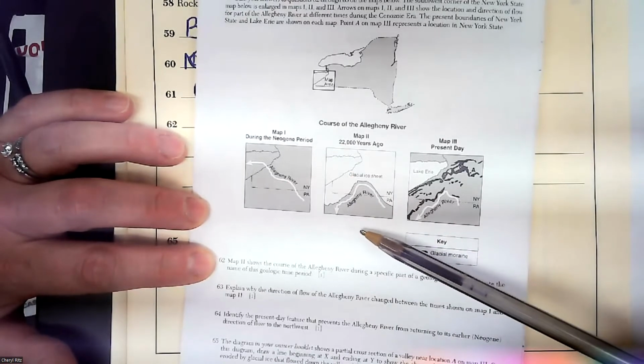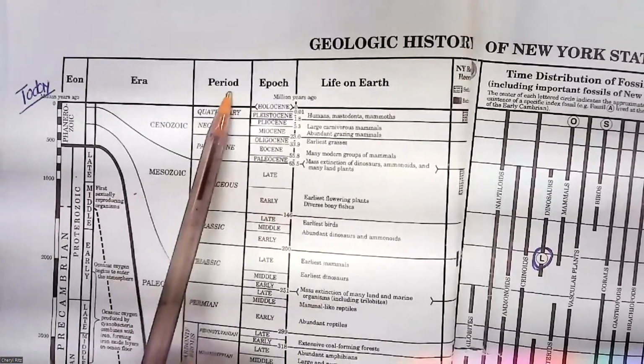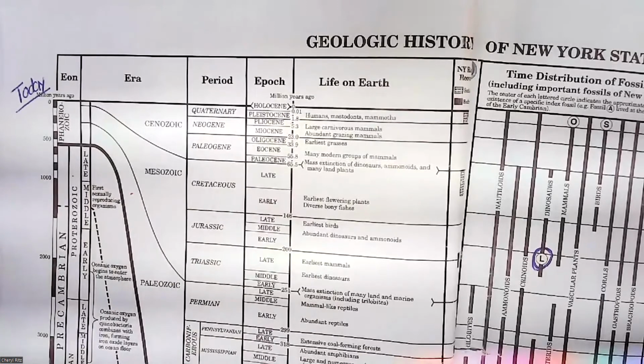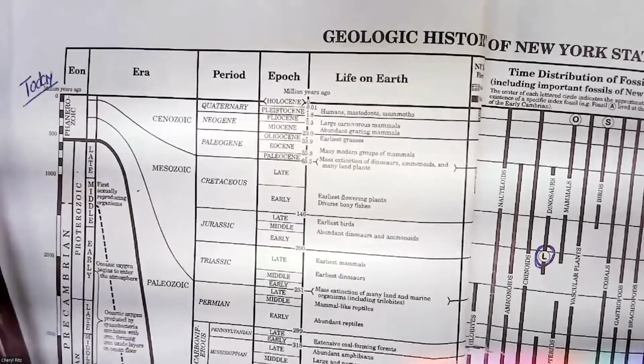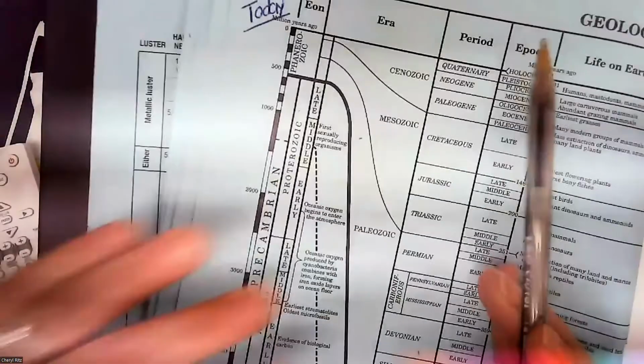Map 2 shows the course of the Allegheny River during a specific part of a geological time period. State the name of this geological period. Where do we even go about figuring this out? ESRT. Whoa. So in your ESRT, pages 8 and 9 is when we talked about time periods. So here's time periods, but where do I even start? There's a lot of time periods here. How long ago was this map a map of?